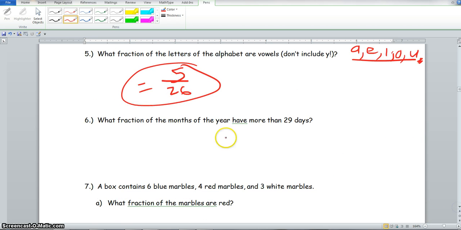What fraction of the months of the year have more than 29 days? Now we know there's only one month out of the year that has 29 days or less. And we know that month is February. So the whole part is 12. And the other months we're considering are 11. So our final answer here would be 11 over 12.